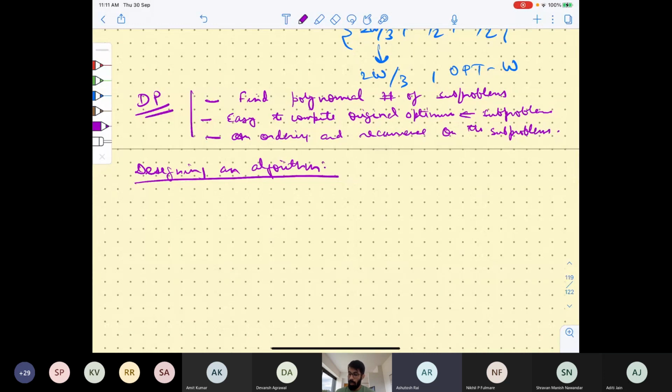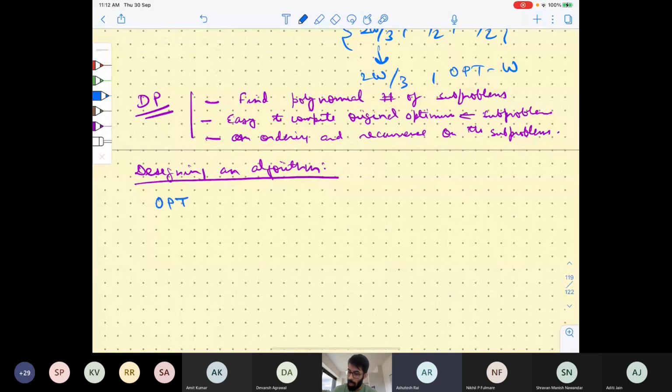So again, let's argue as we did even for scheduling: we pick one element, we try to argue what happens when this element goes to the solution, what happens when this element does not go to the solution, and from there we try to get the recurrence, right?